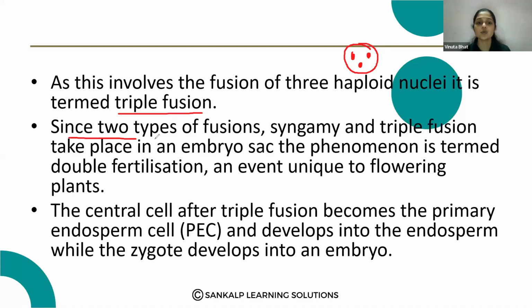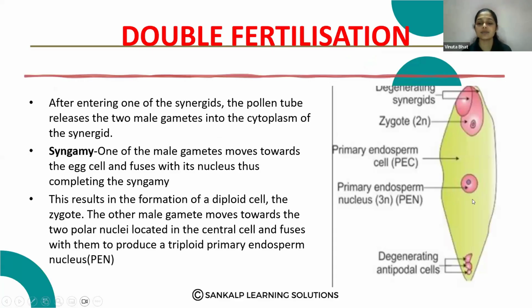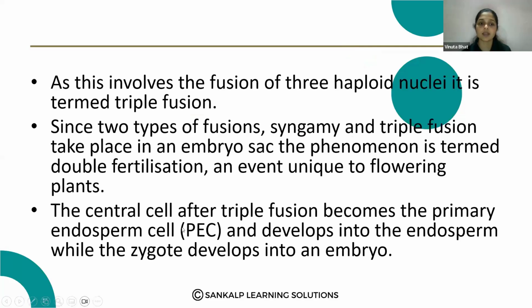Since two types of fusions, syngamy and triple fusion, take place within the embryo sac, this phenomenon is termed double fertilization. The definition is very important. What is double fertilization? Within the embryo sac, syngamy and triple fusion take place. So double fertilization means one is syngamy and the other is triple fusion. Here fertilization takes place two times, an event unique to the flowering plants.